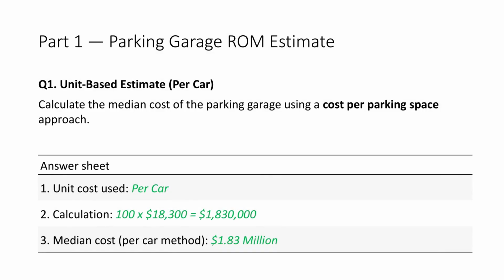We'll start with the parking garage and use a unit-based approach, specifically cost per car, which is common at the ROM stage when capacity is known, but design details are not. The garage is programmed for 100 cars, and based on benchmark data, we're using a per-car unit cost of $1,800. To estimate the total cost, we simply multiply the number of cars by the unit cost. That gives us 100 cars times $1,800 per car, so using the per-car method, the median ROM cost for the parking garage is approximately $1.83 million.